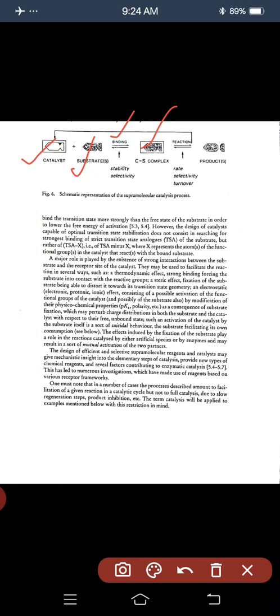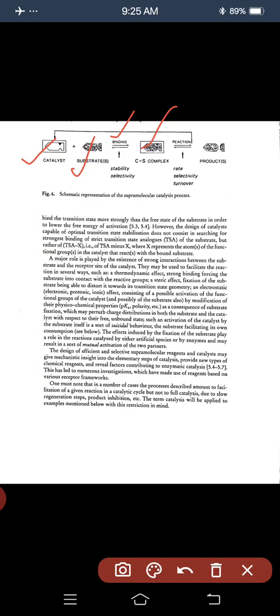A major role is played by the existence of strong interaction between the substrate and the receptor site of the catalyst. They may be used to facilitate the reaction in several ways, such as a thermodynamic effect, strong binding forcing the substrate into contact with the reactive group; a steric effect, fixation of the substrate distorting it towards its transition state geometry; and an electrostatic effect, constituting a possible activation of the functional groups of the catalyst by modification of their physicochemical properties.